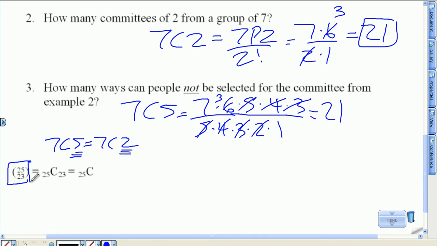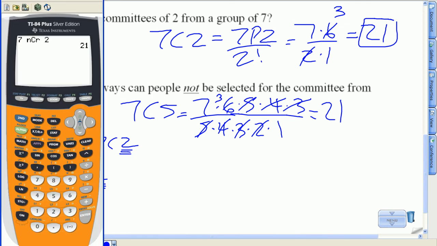There is not a fraction symbol. That's another way of saying 25C23. Well, this number plus the number you add to it to get 25 are equal to each other. So that number is 2. 23 plus 2 is 25. When the sum of these numbers at the end equals the number in front, those combinations will be equal to each other. And we can verify that on the box.